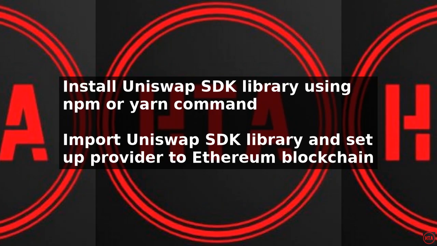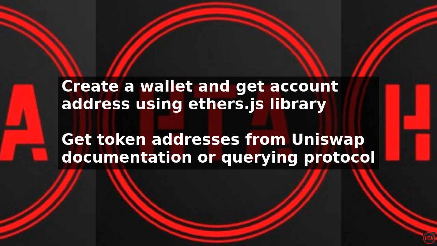Once you have the token addresses, you can use the Uniswap SDK to get the liquidity pool data for the token pair you want to add liquidity to. This data includes the reserve amounts, the liquidity token address, and other relevant information. With this data, you can calculate the optimal amount of liquidity to add and the amount of tokens to deposit.